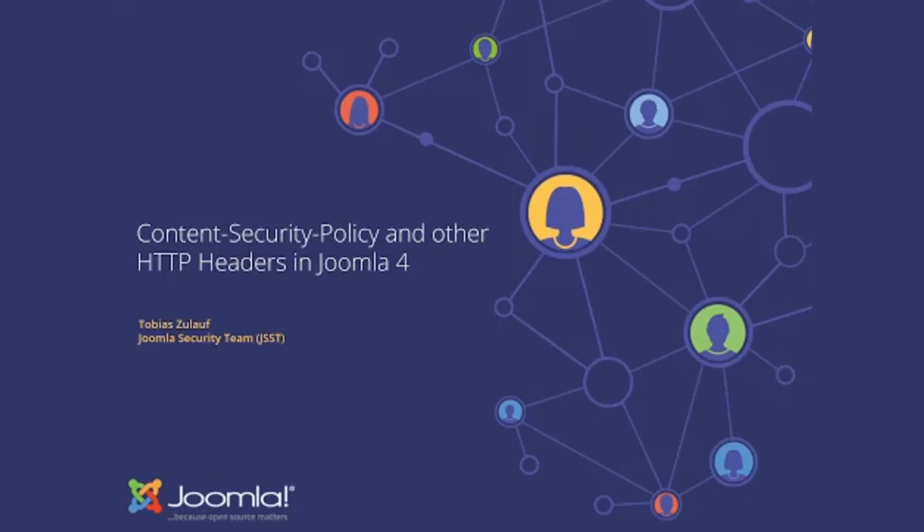Now we are going into what the default headers are that Joomla will set when you install a fresh copy of it. And it's the things that are listed here. You can reach that plugin under System, Extensions, Plugins within the backend of Joomla 4. And what it sets by default is X-frame options.